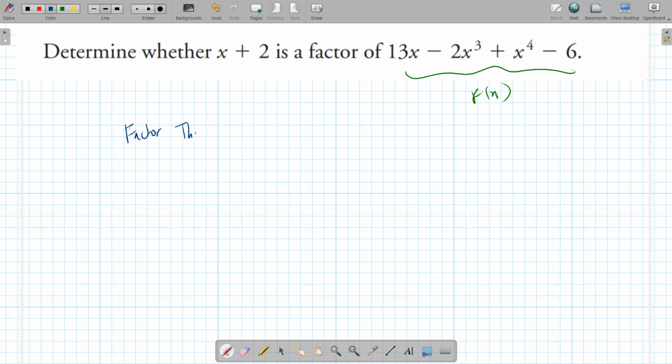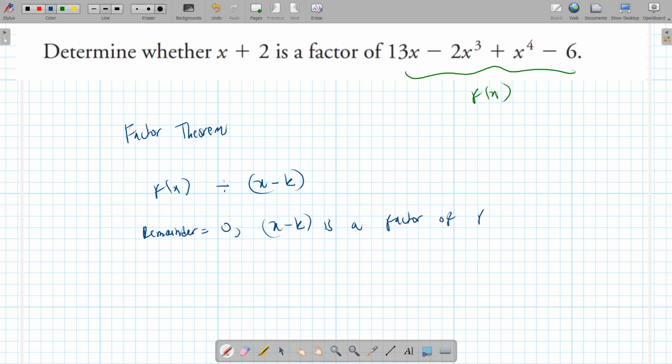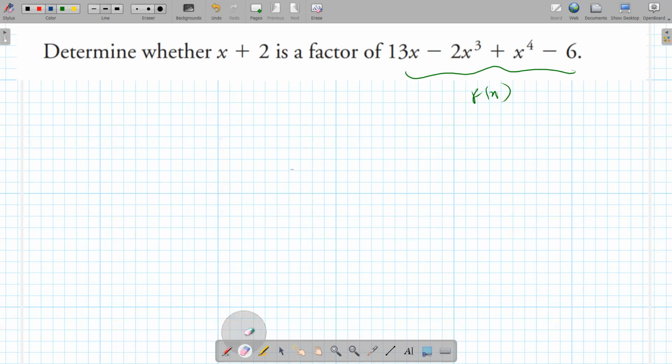So the factor theorem: if you have some f of x and you're dividing it by a divisor x minus k, if the remainder is 0, then x minus k is a factor of f of x. Do you understand this? Yeah, that makes sense. So this divided by this, as long as the remainder is 0, it's a factor. So we can just use synthetic division here really quickly.